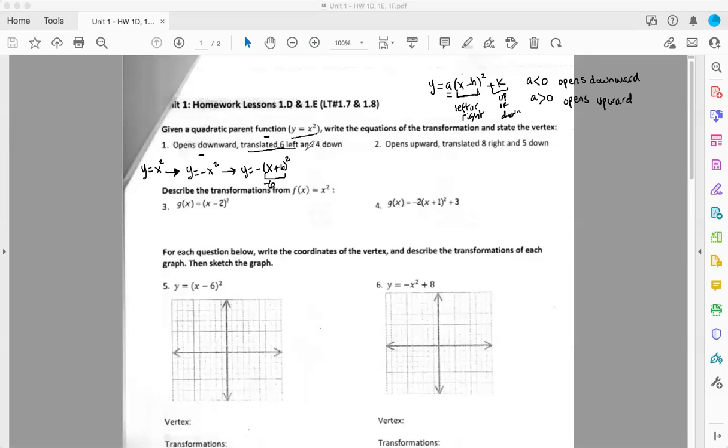And then lastly, 4 units down. So now I'm going through phases: the first phase is open downward, the second is the left shift, and you don't have to go through phases, you can do it all in one step. The 4 units down, that's the k, that means the k is negative. So this becomes y equals negative quantity x plus 6 squared, and then minus 4. The minus 4 is 4 down, the negative in front of the quantity is open down, and x plus 6 is 6 left.